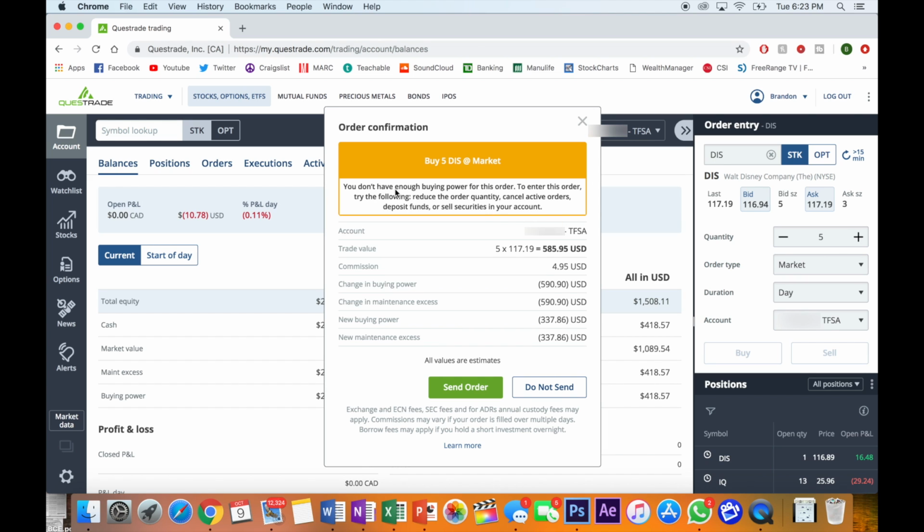So, you probably won't encounter this if you have sufficient funds, but you just want to go over here and double check that everything looks good, that you're trading in the right account here. The trade value, 5 shares at $117 is the equivalent to $585 USD. We have the $4.95 commission, which is very standard with Questrade. Something that you absolutely do need to be aware about.